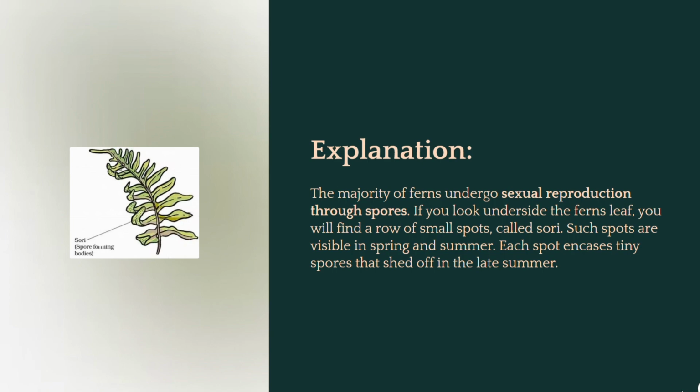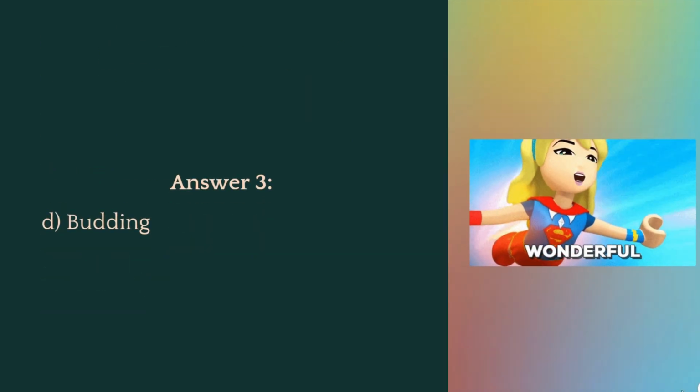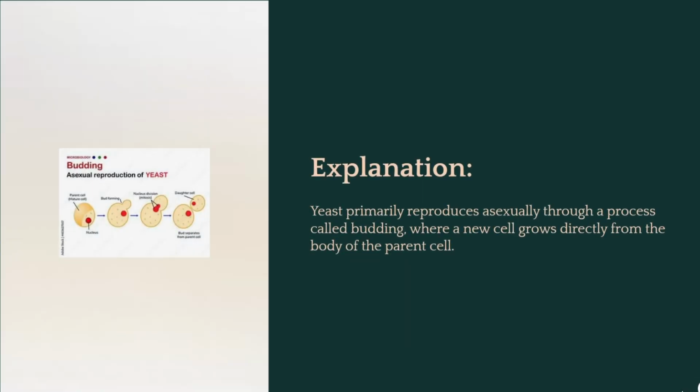Question number 3. How does reproduction occur in yeast? The options are A, zygote, B, spore formation, C, fragmentation, D, budding. The correct answer for this question is D option, that is budding. Yeast primarily reproduces asexually through a process called budding, where a new cell grows directly from the body of the parent cell.